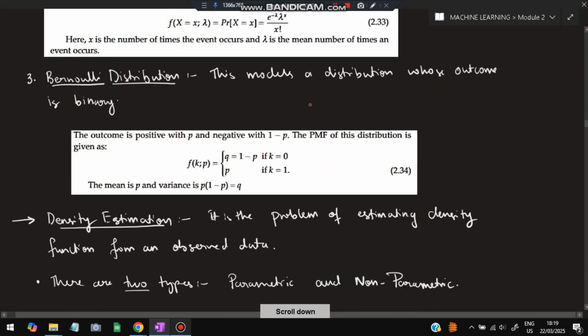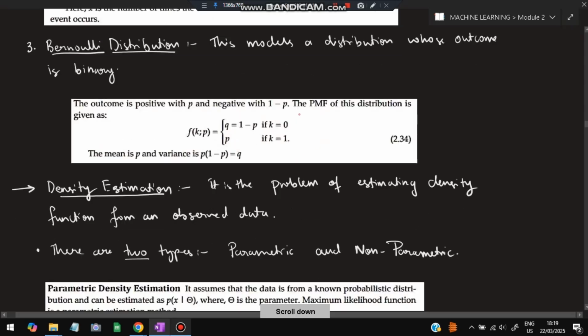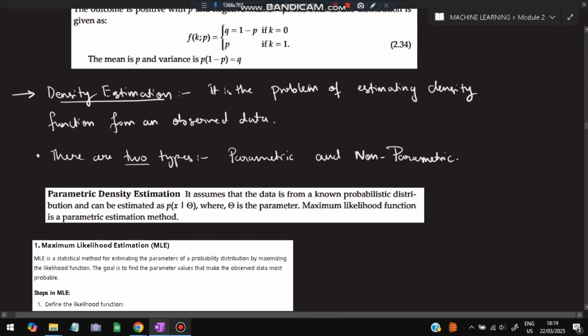Okay, next is the Bernoulli distribution. In this also the same thing happens. The true and false values are there. Q is the negative outcome, and P is the positive outcome. Okay, so based on this we'll be able to calculate the distribution. That is the Bernoulli distribution. So this was about discrete and continuous probability distribution functions.